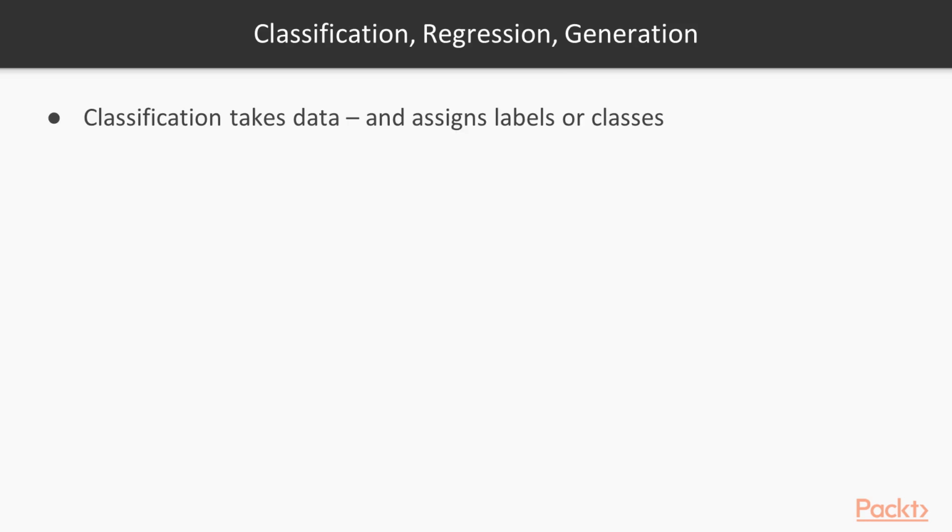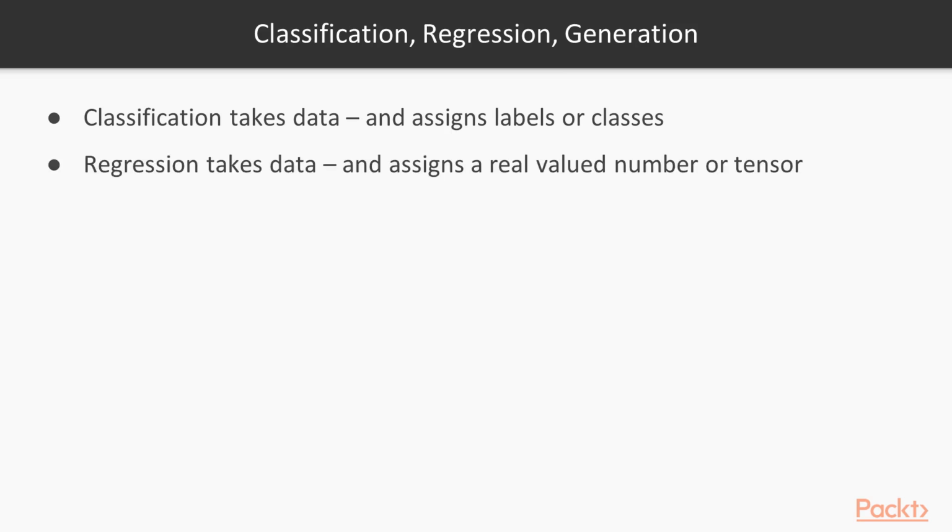So basically, classification takes data and assigns labels or classes. This is the classic yes or no, or 0 to 5 scoring, or is it a car or a bird or a plane. Regression takes data and generates a real valued number or a tensor, like what we worked with on property values to predict the dollar price of a house.